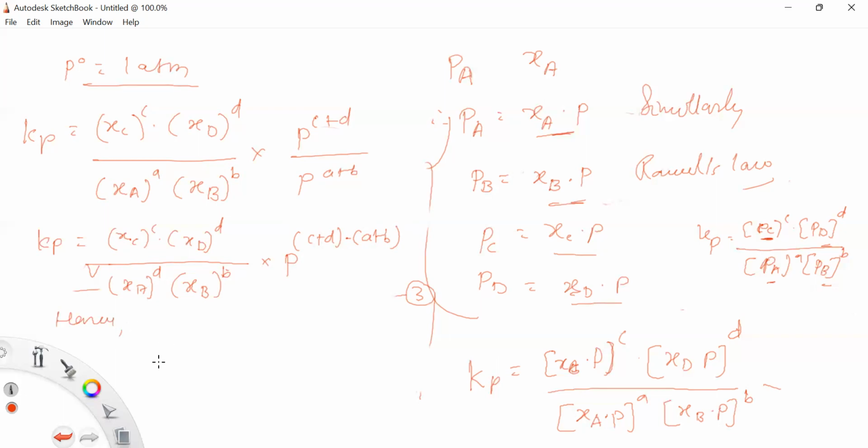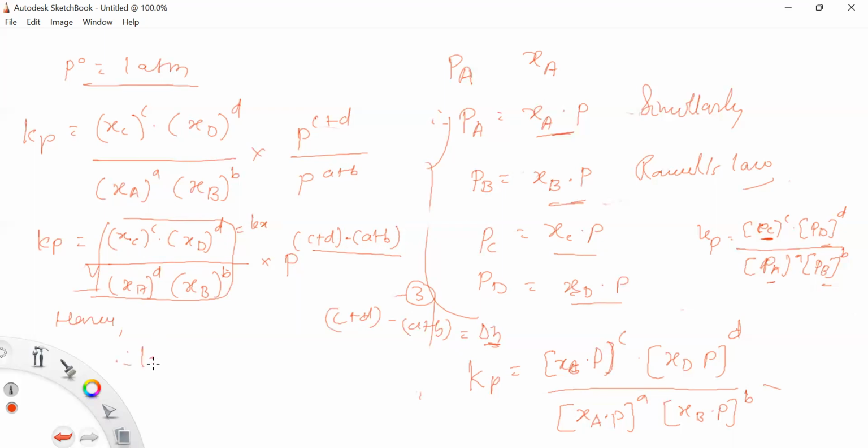Hence from equation number 3, what was in equation number 3? c plus d minus a plus b, that is nothing but delta n. Now instead of all this we can take delta n. So we can write, now this equation, it is the Kx, what is this? Equilibrium Kx.